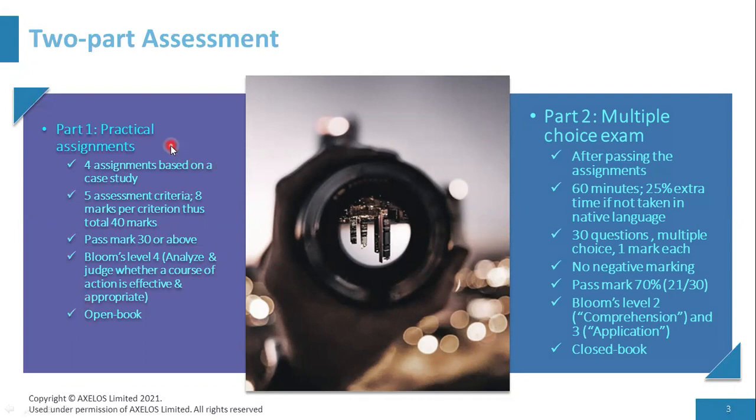Once the practical assignments are passed, the second part is the multiple choice exam, the written exam. This is for 60 minutes or 1 hour, 25% extra time if not taken in a native language, 30 questions, multiple choice, 1 mark each, no negative marking. The pass mark is 21 out of 30, which is 70%. The method of testing is Bloom's level 2, which is about comprehension, and level 3, which is about application of the concepts. This is a closed book exam.